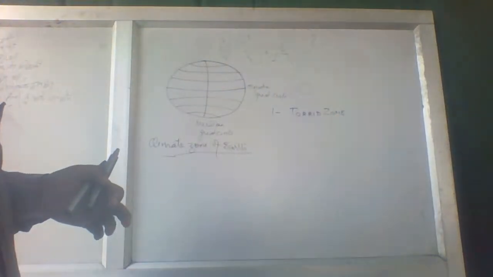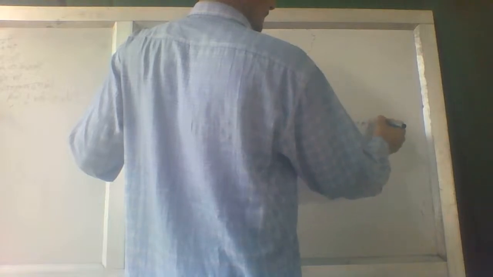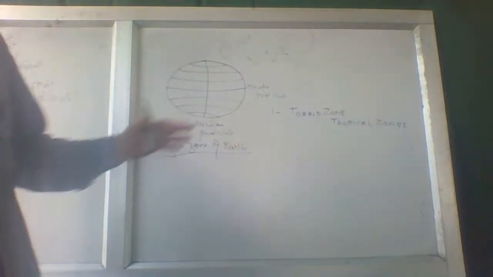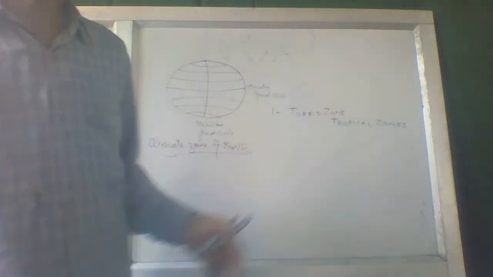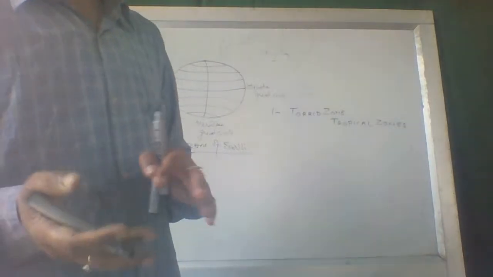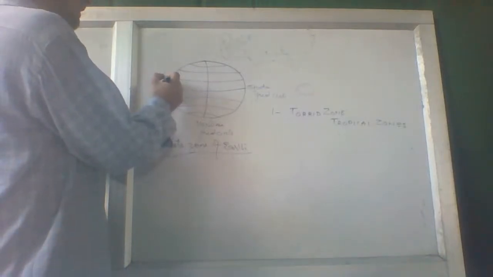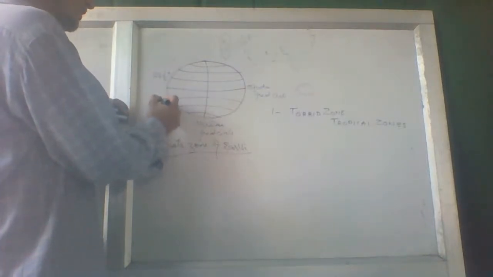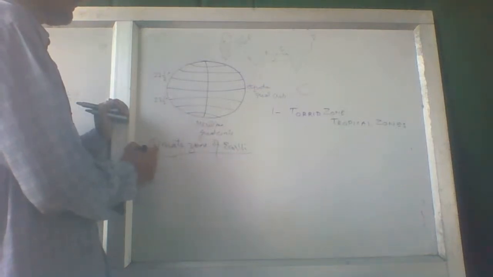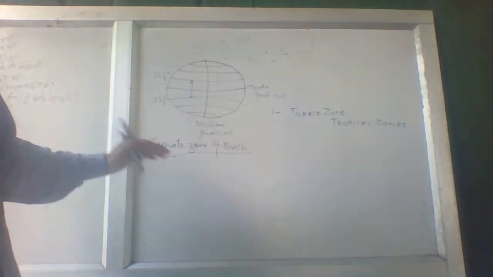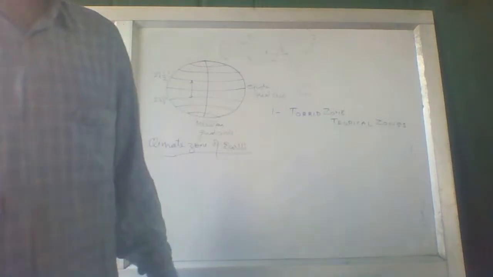Torrid zones or the tropical zones. What are they? These lie between the Tropic of Cancer and the Tropic of Capricorn, as I said yesterday, 23.5 degrees here and 23.5 degrees here. In between these two parts, whatever part comes, is called the torrid zone or the tropical zones.